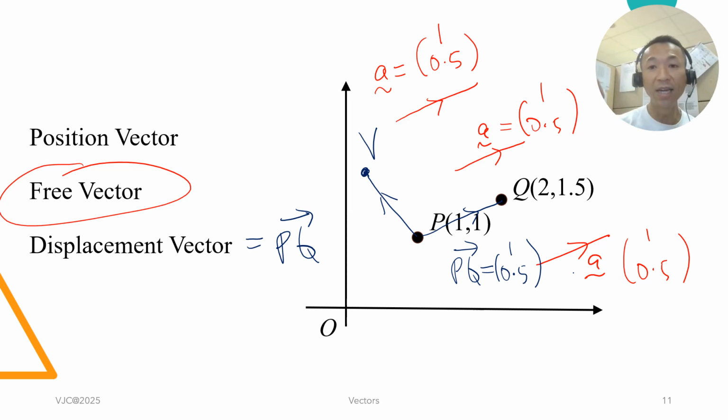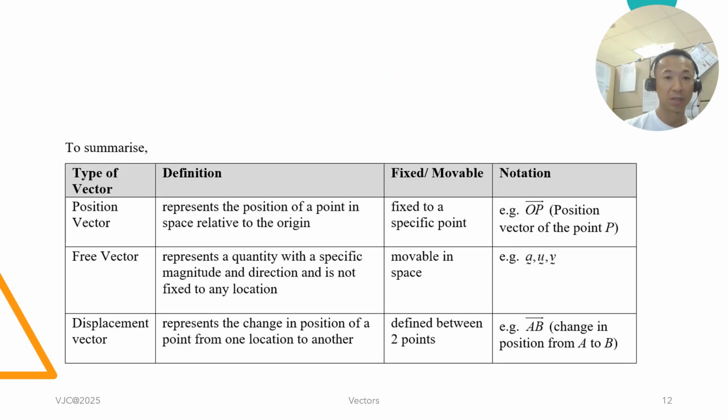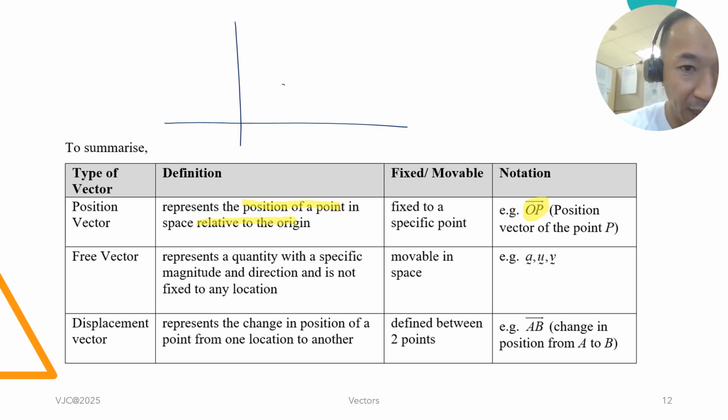You may want to rewind this if you want to revise what the difference is, but to summarize in a table, a position vector is a position of a point relative to the origin. So OP is a position vector of P. It's always fixed to a specific point. So if I were to draw, this is P, then OP is the position vector of P.